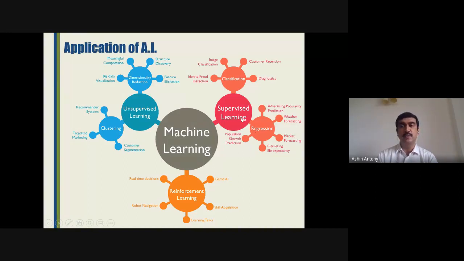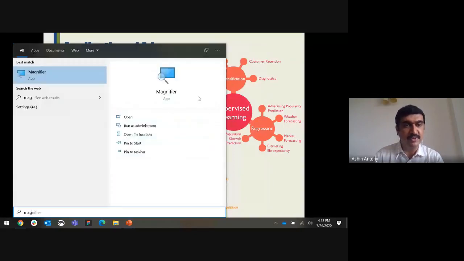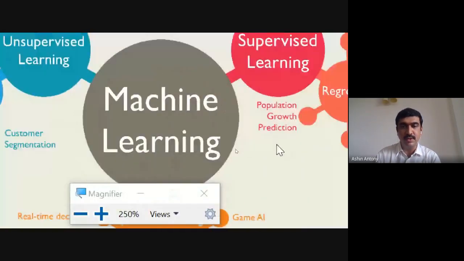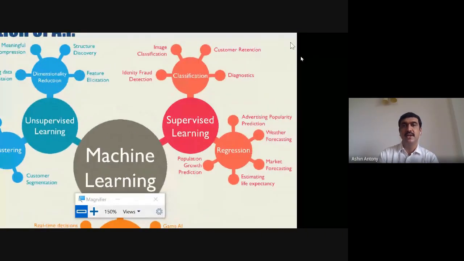So the areas supervised learning emphasizes on are these, right? Because many of you might be using phones. I will zoom in a little bit so that you are able to clearly see the areas, right?